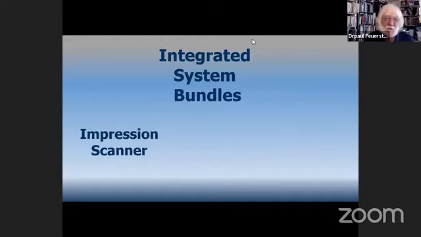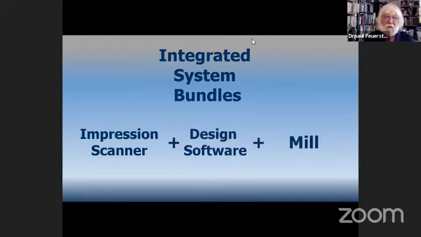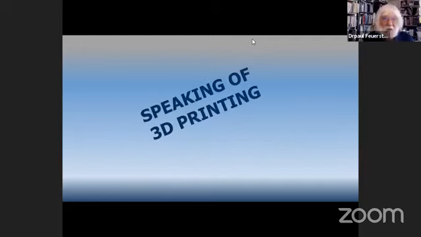And again, as I said before, there's bundles. So you can have the companies sit down with you and say, okay, I want this impression scanner. Then I want this design software. I want this mill. And these days, you might even want a 3D printer. So as you're looking at all these things, think about what you want to do here. I'm pretty much out of time. I just wanted to give you two quick things, and then we'll sign off.